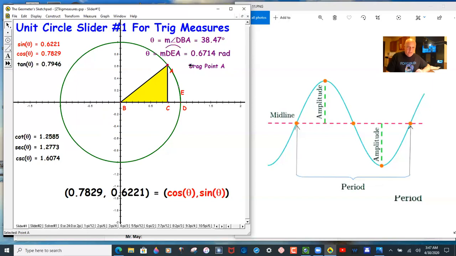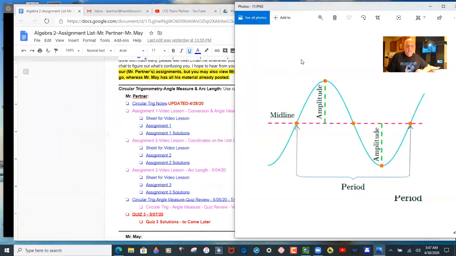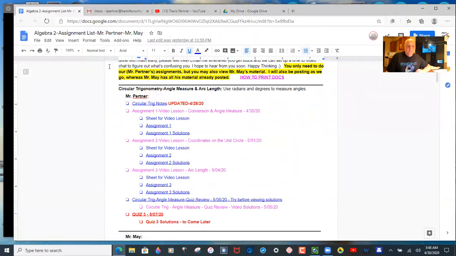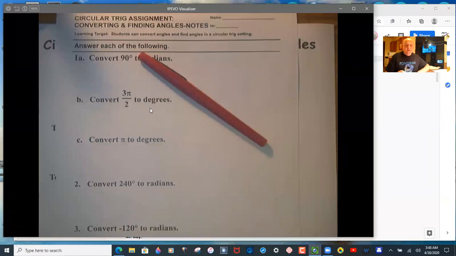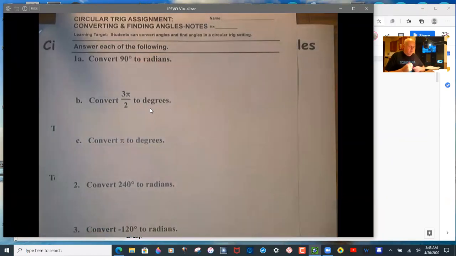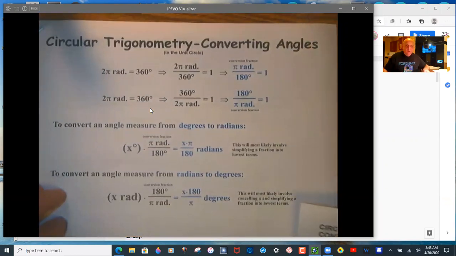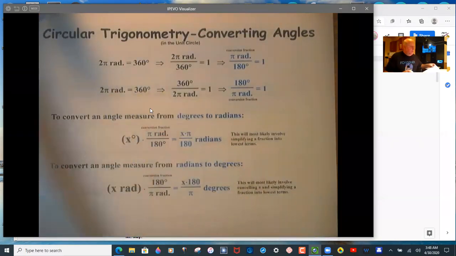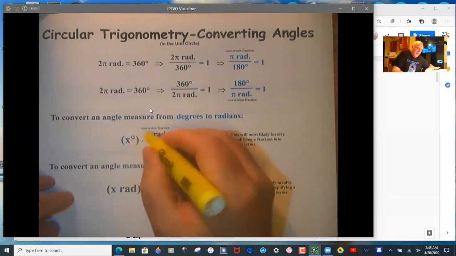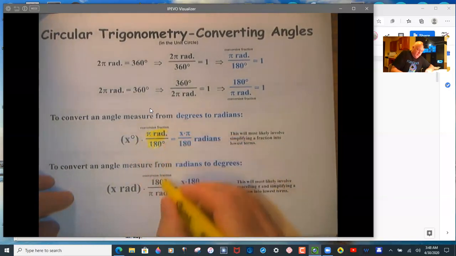I am going to now go to my overhead and click off these windows here. Get my overhead up, and there it is. You're going to want to read your note packet. The big thing in going from degrees to radians are these conversion factors, and I'll give you an easy way of remembering them.